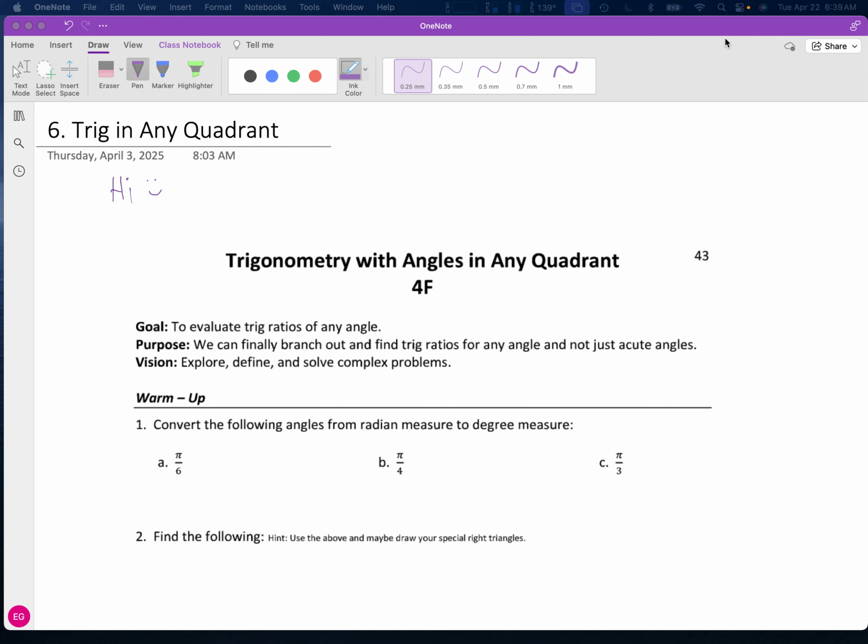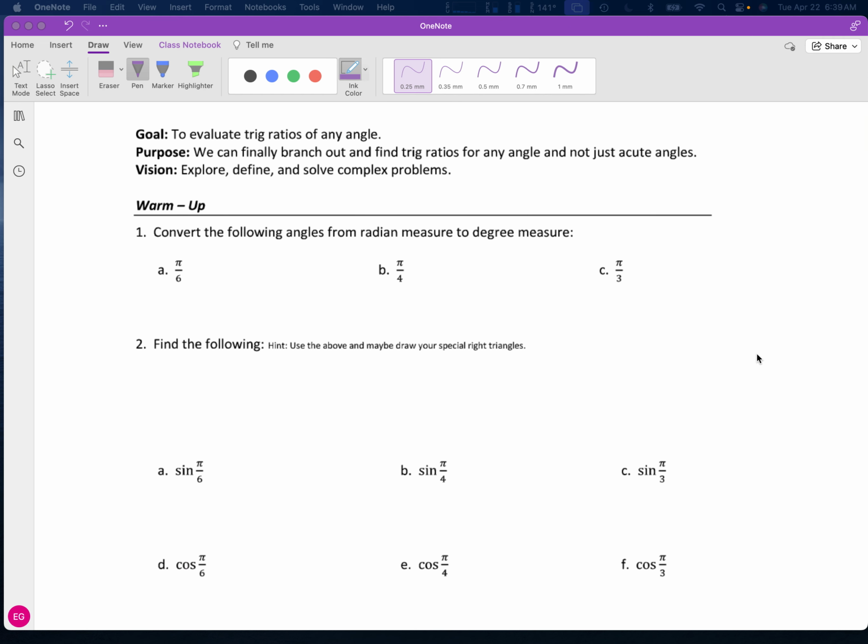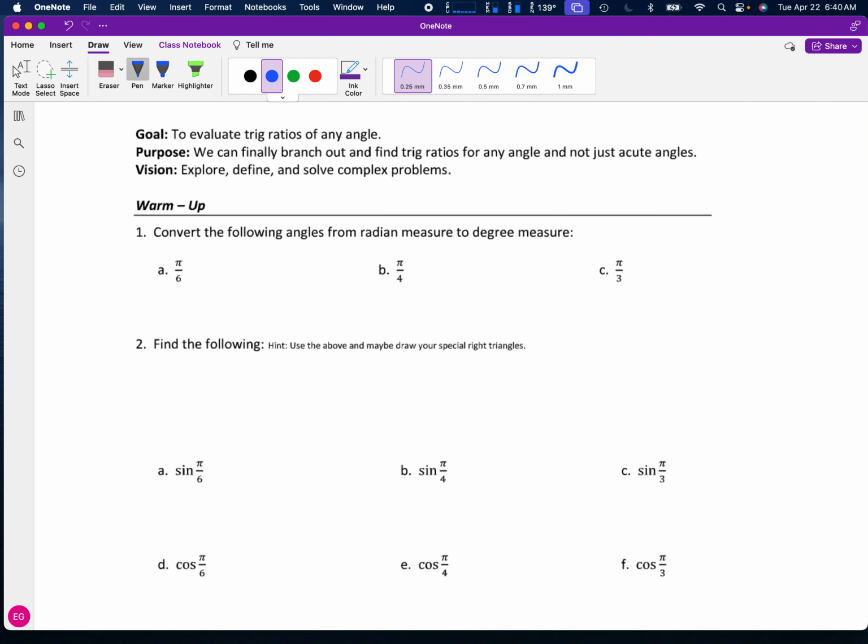Hello and welcome to a lesson on trig with angles in any quadrant. I'm going to start off with a warm-up, so you should pause the video and do the warm-up yourself, and then you can unpause and skip it if you want, or follow along as I do it.